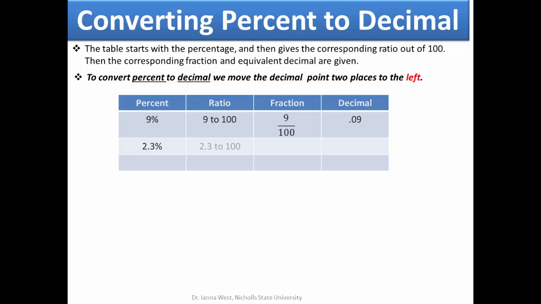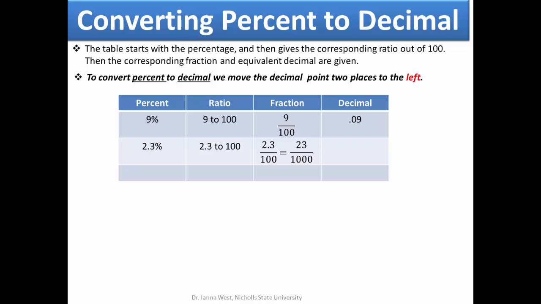The ratio would be 2.3 to 100, giving us the fraction 2.3 over 100, but if we move the decimal point 1 place to the right in both the numerator and the denominator, we can write the equivalent fraction 23 over 1,000, which is read 23 1,000ths, so that the equivalent decimal is 0.023, which is read 23 thousandths because the 3 is in the thousandths place.